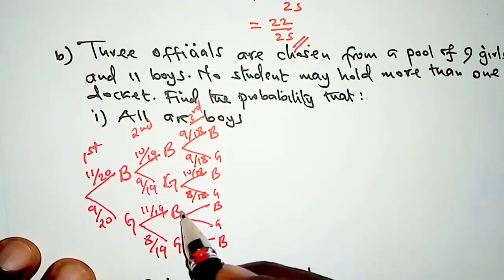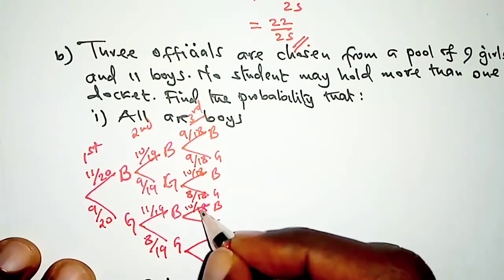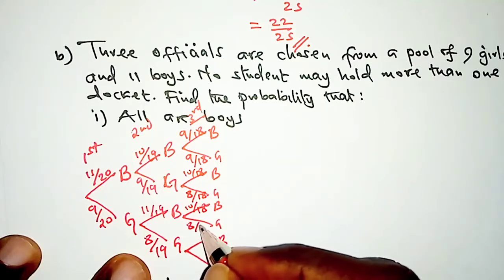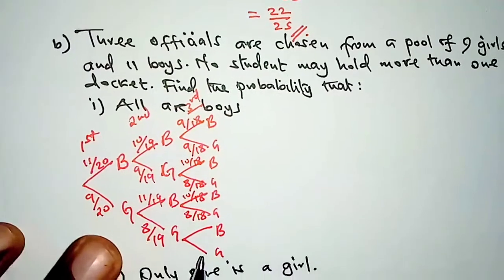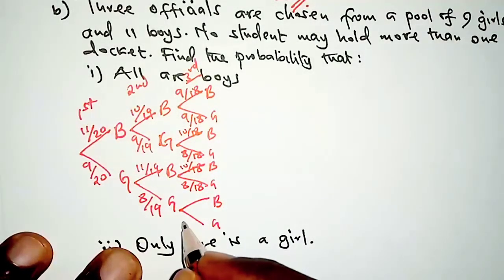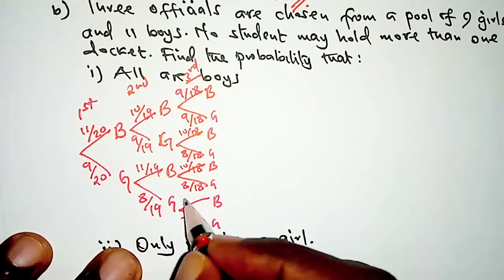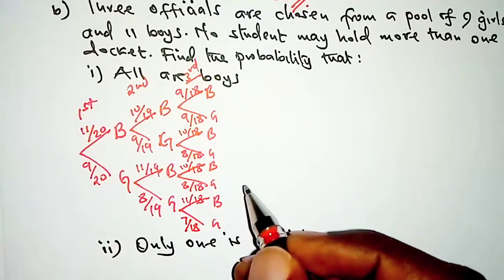The same applies to this part. If a boy had been chosen, then the number of boys will be 10 out of 18, and here the number of girls 8 over 18. And lastly here, if a girl had been chosen in the second selection, then we have the number of girls reducing to 7 out of 18, and then the boys are still 11 out of 18.